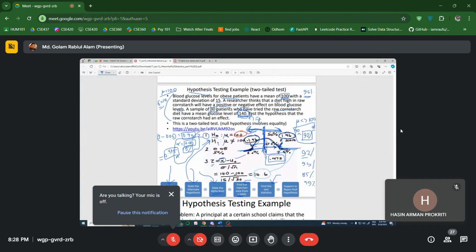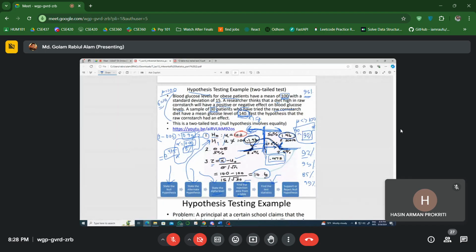So if we do the math, then we will get 14.6. From our data we got this 14.6. So 14.6 will be far more than 1.96. This one is far from our 1.96, so that means this value is in the rejection zone.